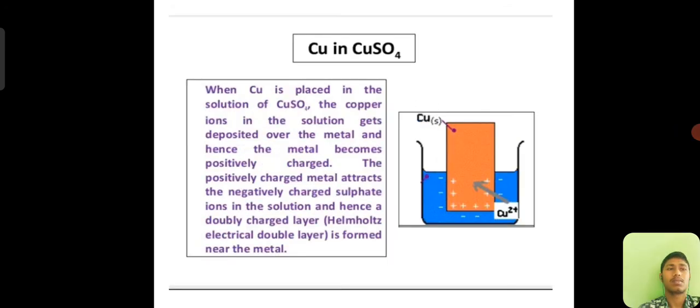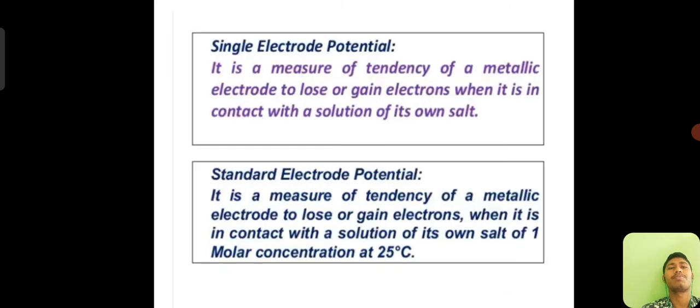Copper. When copper is placed in the solution of CuSO4, the copper ions in the solution get deposited over the metal, and hence the metal becomes positively charged. The positively charged metal attracts the negatively charged sulfate ions in the solution, and hence the Helmholtz electrical double layer is formed near the metal.